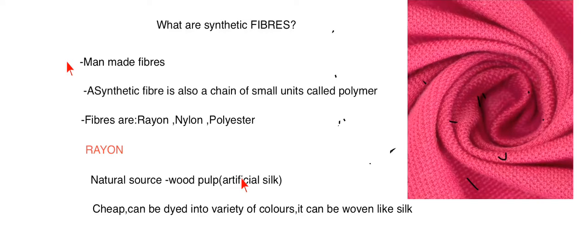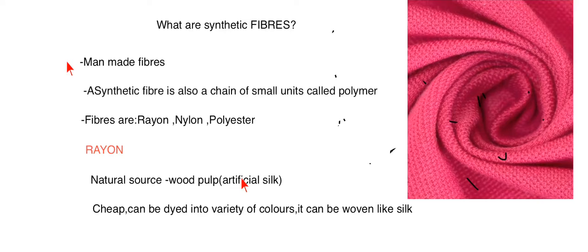Now, rayon is not completely artificial. I am saying that these are man-made, and now I am saying that it is not completely artificial. It means one of the raw materials is a natural product taken from nature, that is wood pulp. Wood pulp is taken from nature and then it is mixed with other things to make a fabric or a fiber. Fabric is the end product of fibers. Rayon is also known as artificial silk.